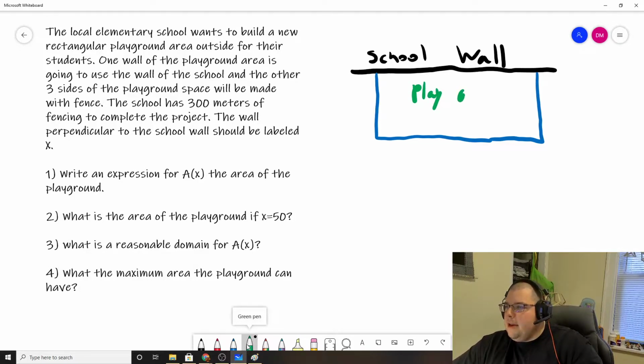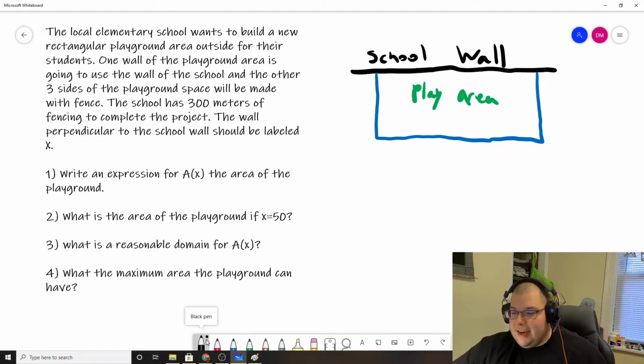Play area. And it goes on to tell me that the side perpendicular to the school wall is labeled X. So if this is X, then this one should be X. They should both be labeled X because they're the same, because they're a rectangle. And now, question 1 is sort of underway.